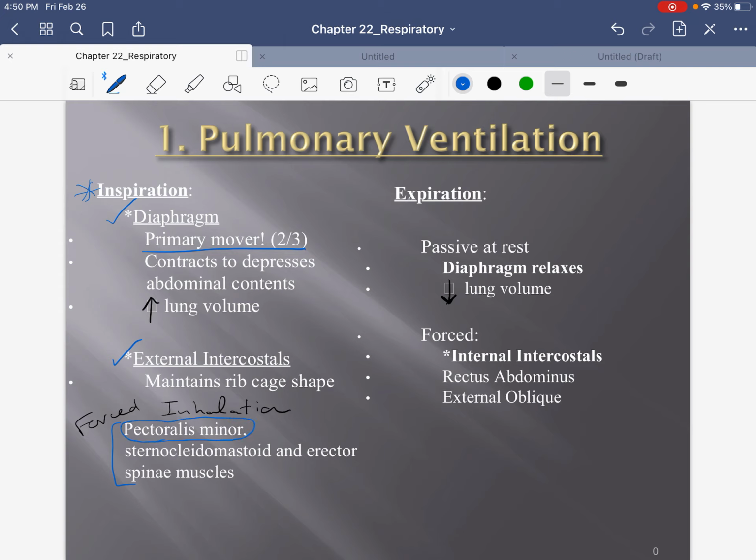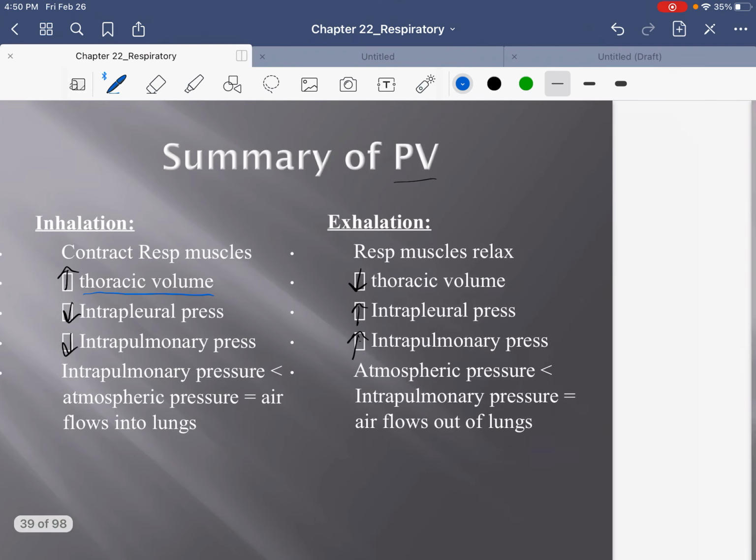Please just be able to give me one example. So one example is the pec minor, which also pulls the rib cage up.